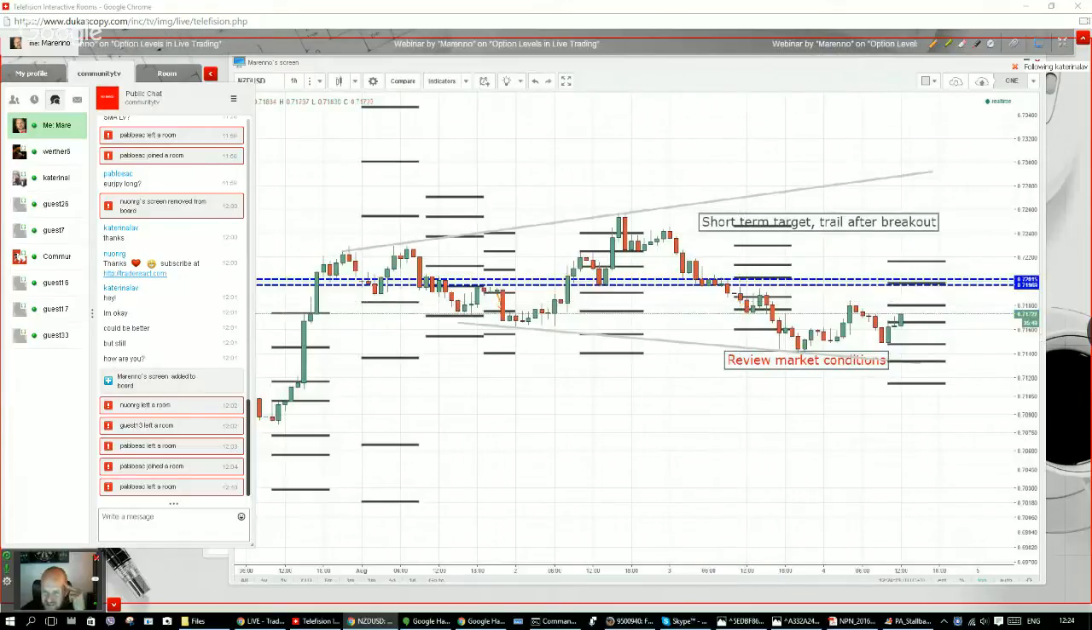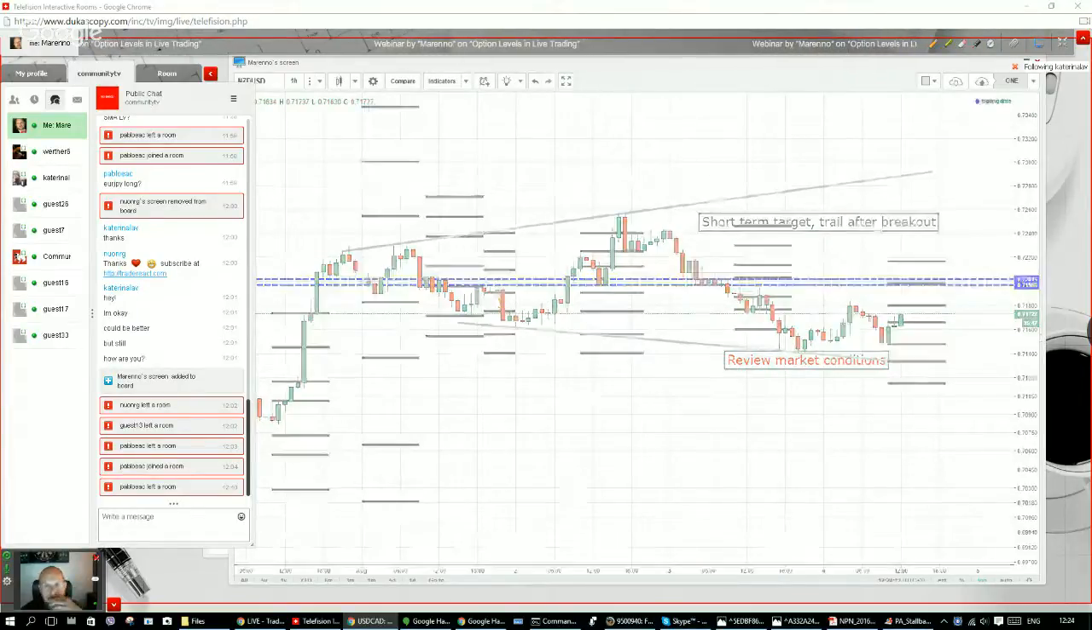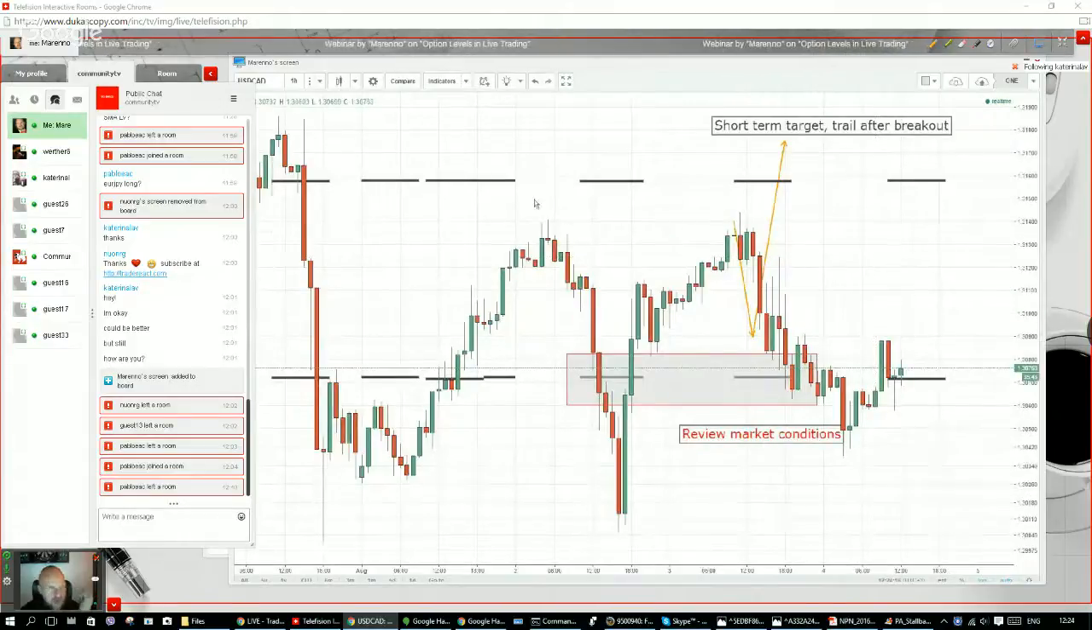All right, so Canadian. 1 hour chart, the price is in the range, as you can see.